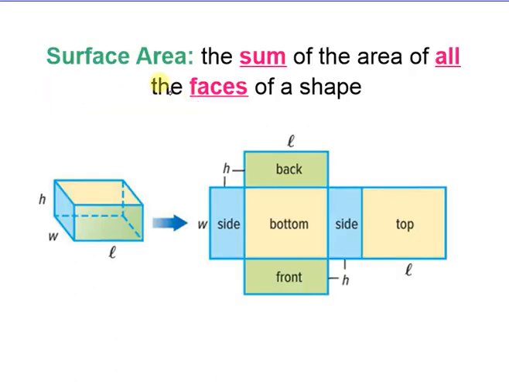So, to review, surface area is the sum of all of the faces of a shape. Here's a rectangular prism. You can see that it has a height, a width, and a length. And then I've opened it up into a net so that you can see what it looks like when we open it up. We're going to find the surface area using the complete solid and also the net of the solid, so that you have practice using both.